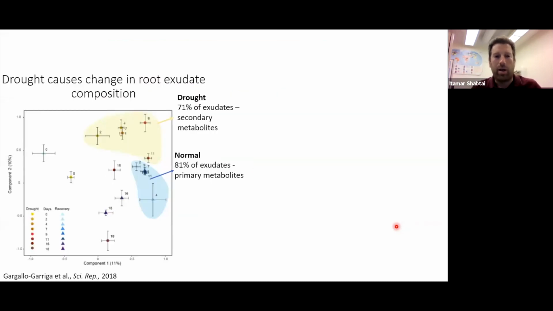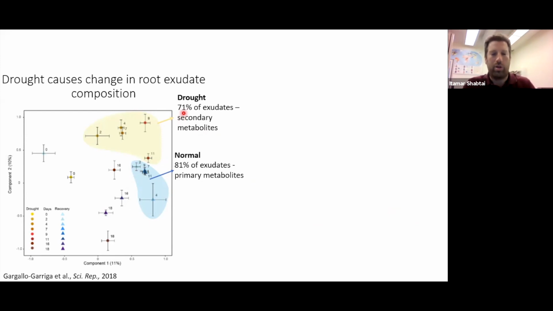And thinking again about soil abiotic conditions and specifically water content, it's been shown that drought can cause a change in the composition of root exudates. So here, in a normal treatment, 80% of exudates were primary metabolites.